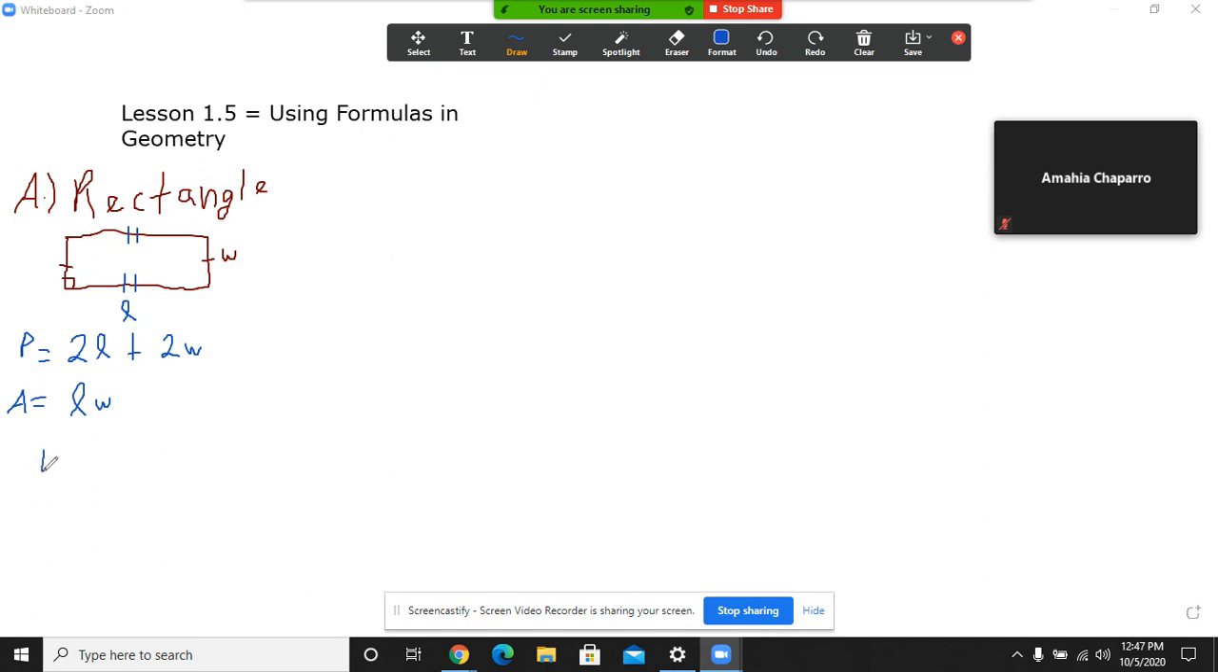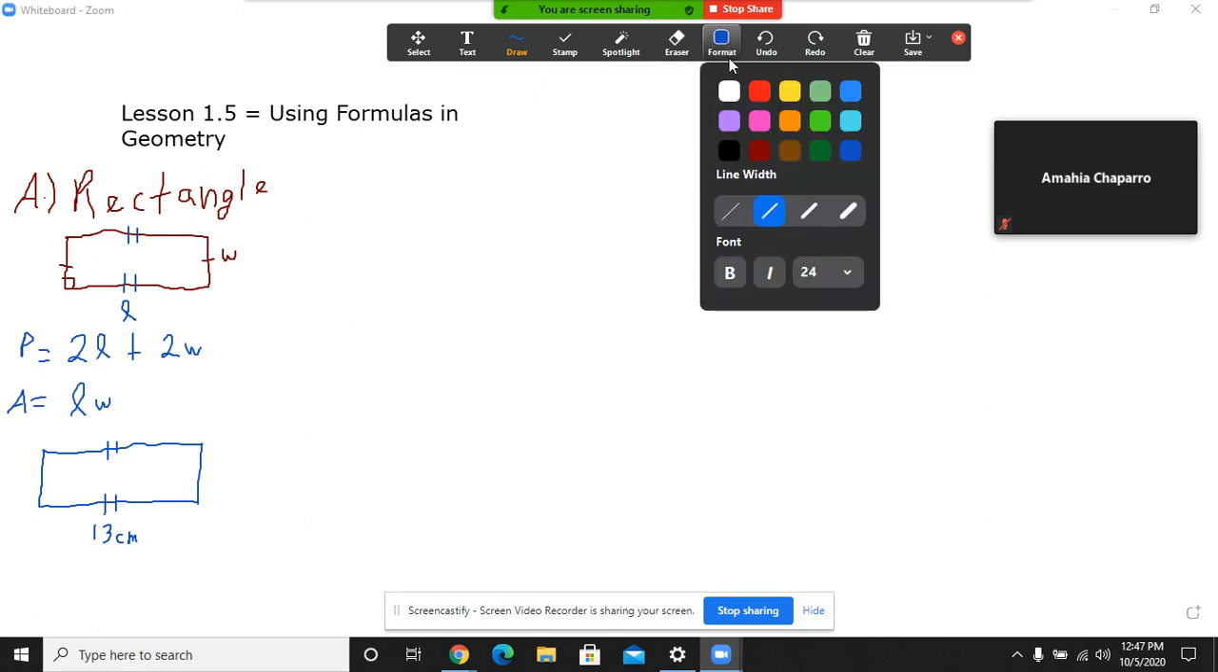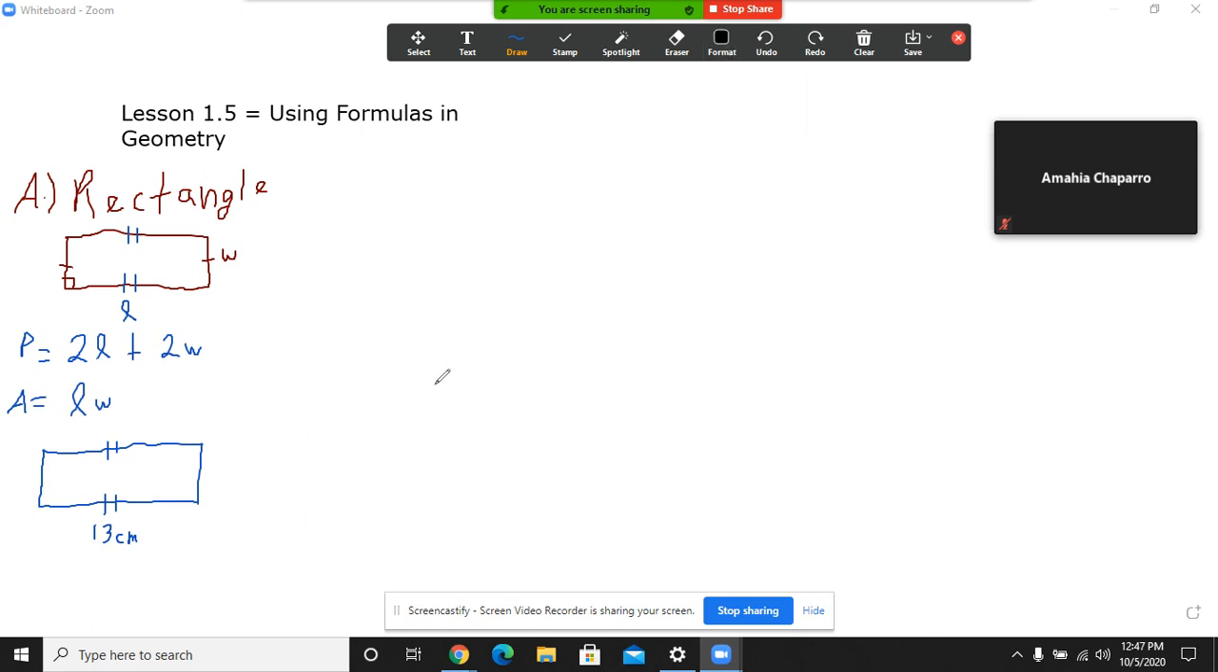For example, we got this rectangle. This rectangle has these two sides that are congruent, that are equal, that have the same measure. This side measures 13 centimeters. And what is that part of the rectangle? That is the length. So the width has a measure of 6.